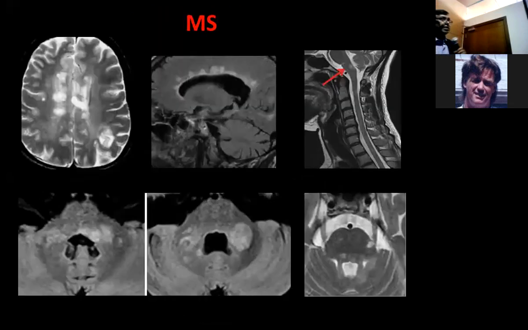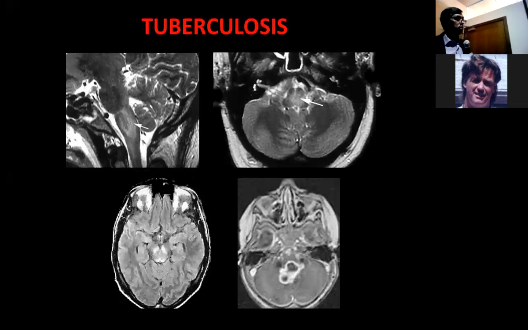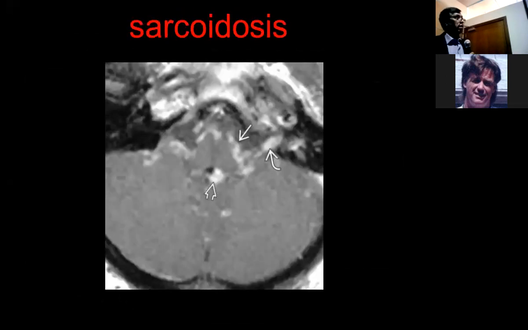MS. MS is famous. 7 to 9 lesions periventricular, in the spinal cord and in the brainstem. Female, young. Brain abscess, infection. Tuberculosis, tuberculoma of the brainstem. Again, we forgot about these diseases. We practice with one wheel. Sarcoidosis. So pathology of the brainstem is massive. What about the images?